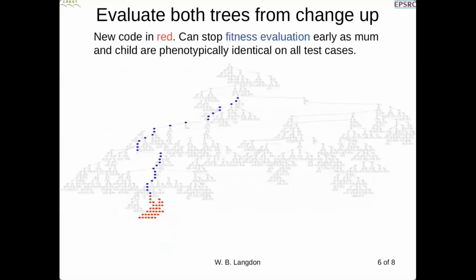So this is a picture showing a large tree where this happens. The red subtree is the code that's been inserted, so it's quite a large change. But as we progressively move up the blue chain of nodes towards the root node at the top, then the difference between the parent and the child gets progressively smaller until by the time we reach the top of the blue chain, the parent and child evaluate to exactly the same value, and there's no difference in their fitness.